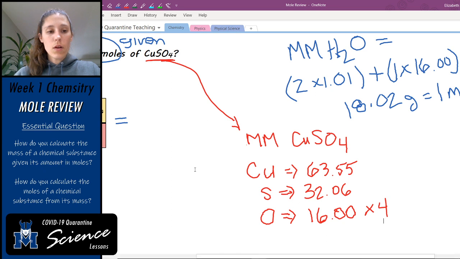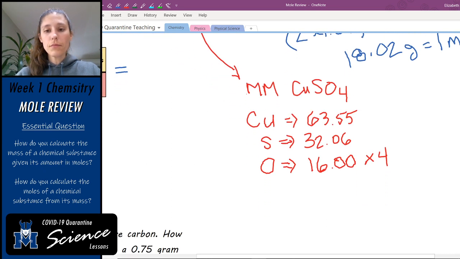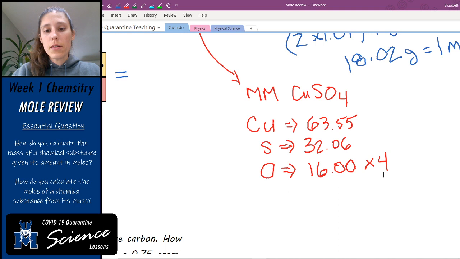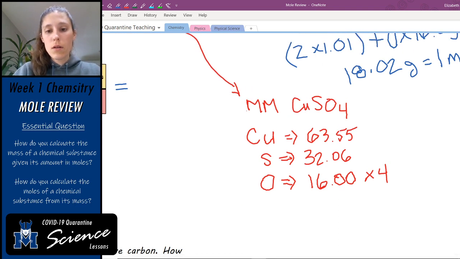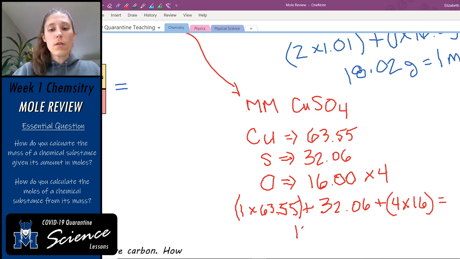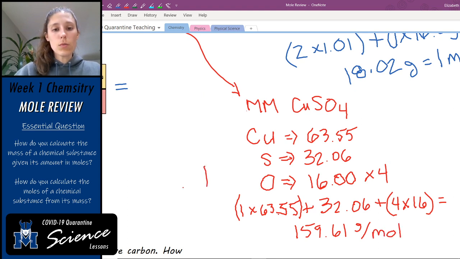Scroll down a little bit here. To calculate the molar mass of copper sulfate, we take 1 times 63.55 plus 32.06, and there's just one of them, so just 32.06, plus 4 times 16 equals, and what we get when we do that on the calculator is 159.61 grams per mole.